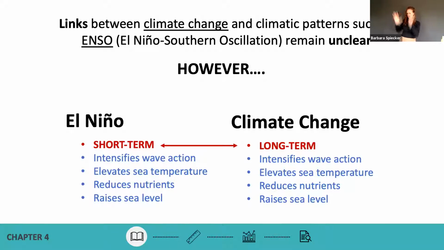And of course, we do know that climate change is happening. But how does climate change actually relate to El Nino? How might it affect El Nino? That remains unknown. El Nino does all of these things, though, in the short term, that are the same as the changes we anticipate with climate change in the long term.